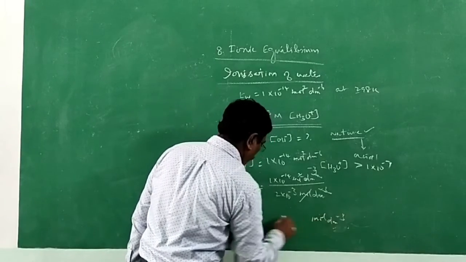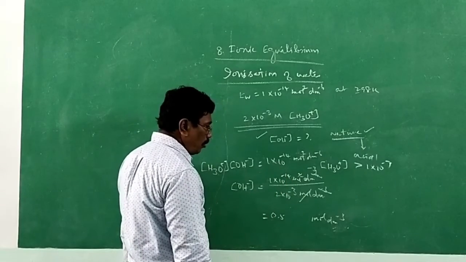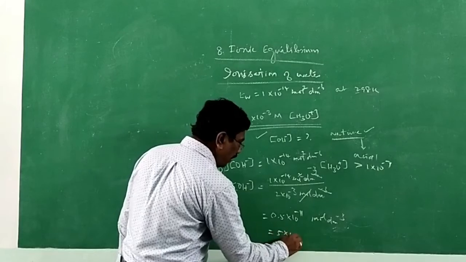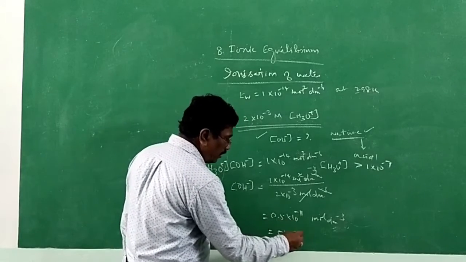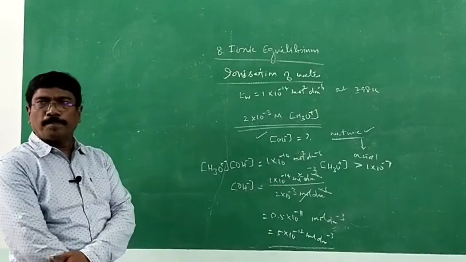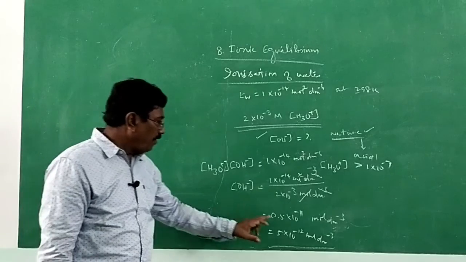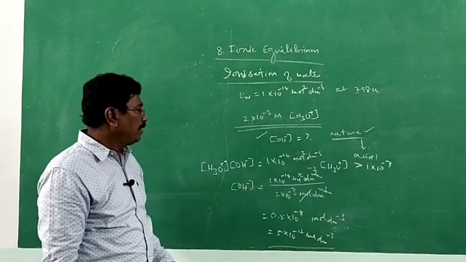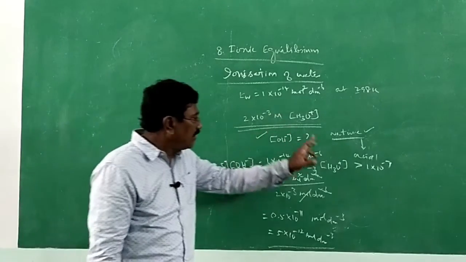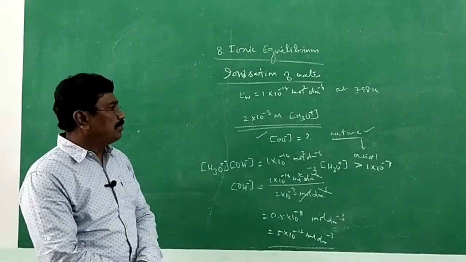Now, what is the answer then? 1 by 2 means 0.5. 10 power minus 3, when it goes over to the numerator, becomes 10 power 3, giving 10 power minus 11. It will become 5 into 10 power, I have multiplied it by 10, so I should divide, therefore minus 12 mole per decimeter cube. That's all. Am I correct? So, the hydroxide ion concentration of the solution is 5 into 10 power minus 12 mole per decimeter cube. Since hydrogen ion concentration is greater than hydroxide ion concentration, it is acidic. Or since hydrogen ion concentration is greater than 10 power minus 7, it is acidic. In both ways, I can say. So, that is about the example sum.